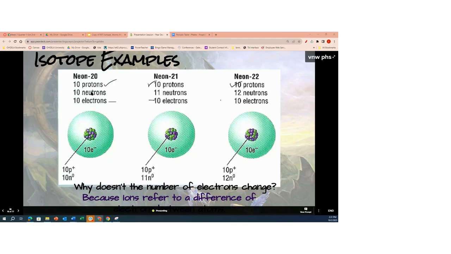So the protons and neutrons are changing here. The electrons are staying the same. The protons are staying the same. Okay, if the electrons change, then it would become an ion. Ions refer to the difference in electrons, the charge on them. So we're looking here because the electrons and protons match. That's a neutral charge. Neutral charge.